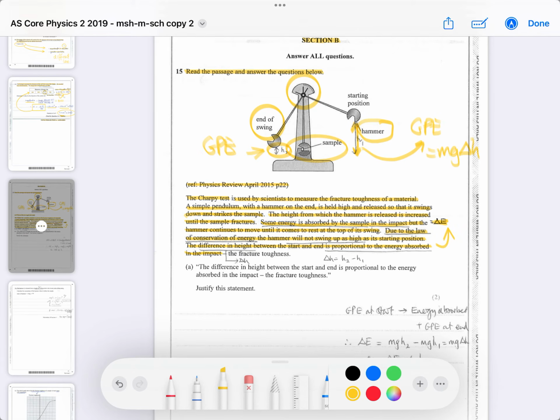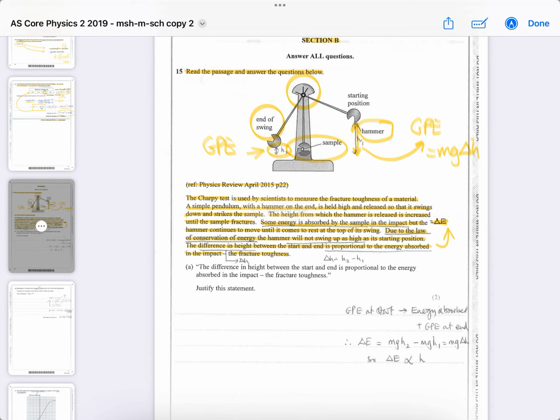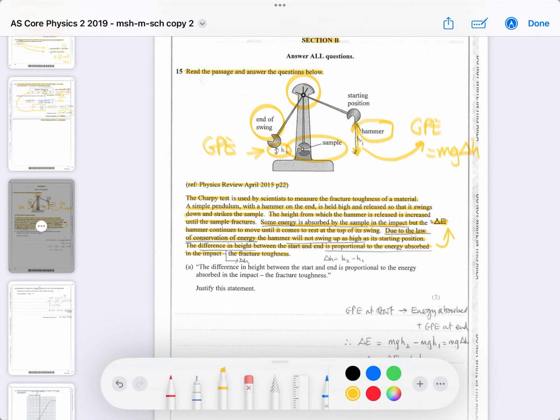in the impact. So the impact, which is the fracture toughness, that's what they've put. So the difference in height will be delta H, I've put here, which is H2 minus H1. I should have put H1 minus H2, I think. I've got it the wrong way around if you see my diagram. So that should be H1 minus H2.